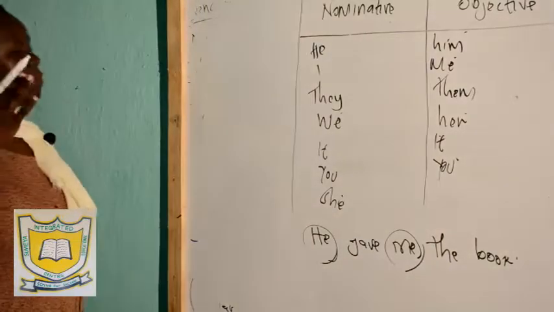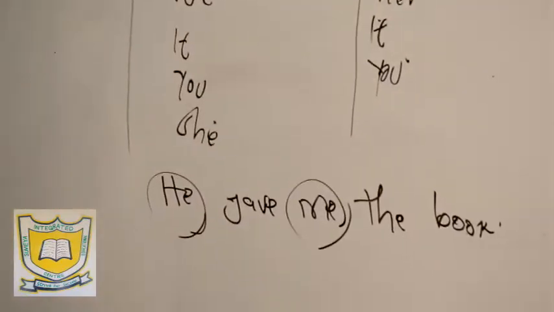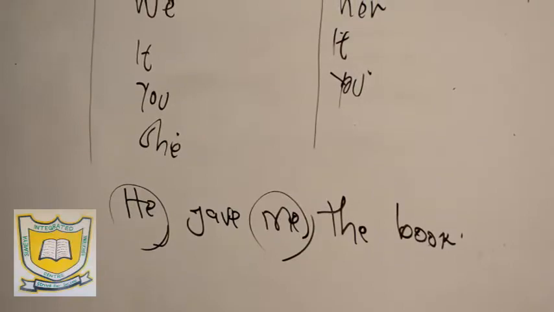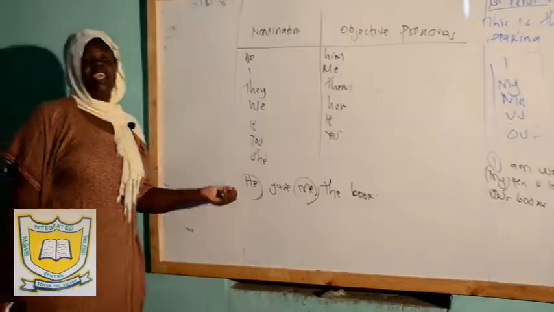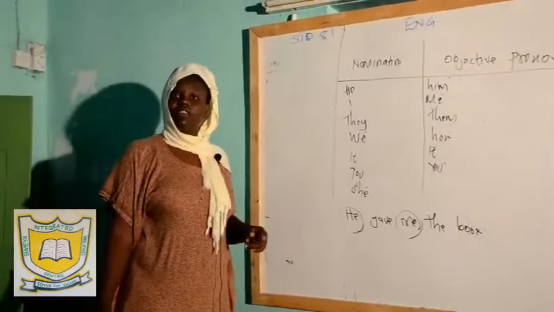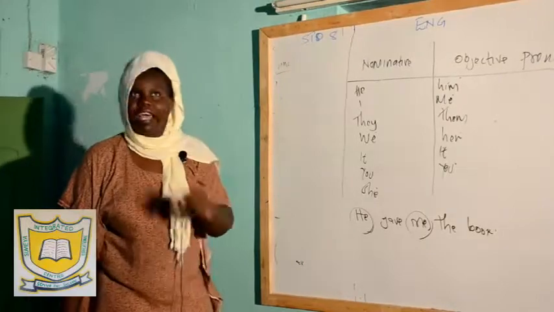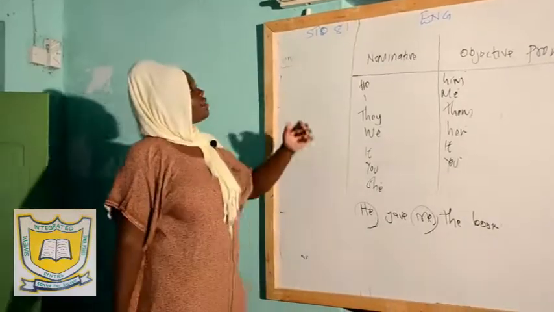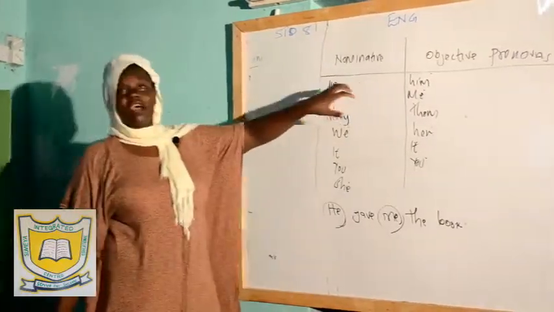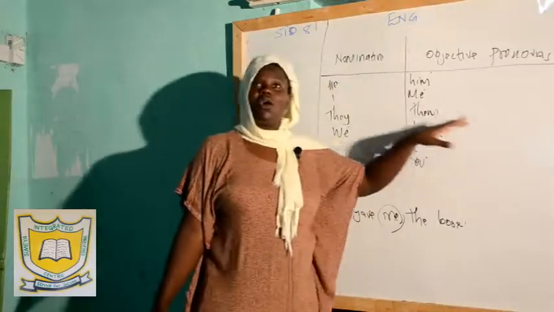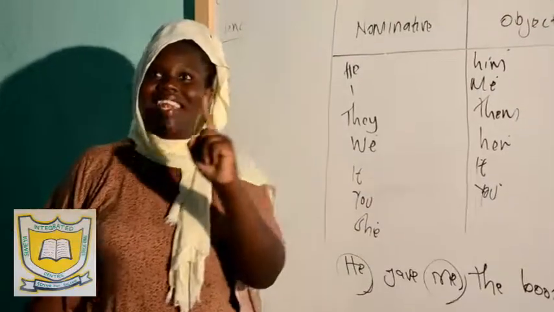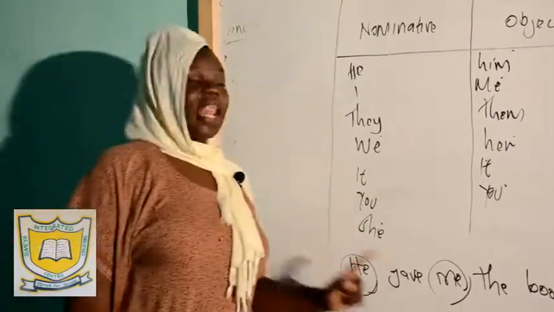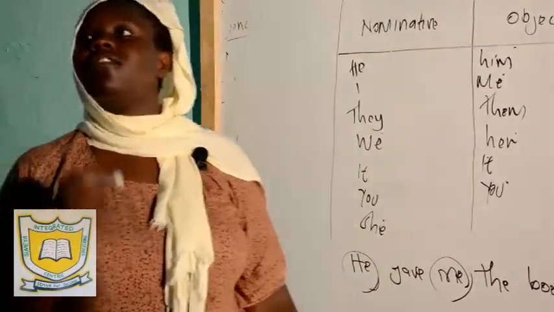Why? The objective pronoun is the receiver of an action in a sentence. He is the nominative pronoun, which is the doer of an action. It is simple. If you want to know if it is a nominative pronoun or an objective pronoun, remember a nominative pronoun does the action, while an objective pronoun receives the action.